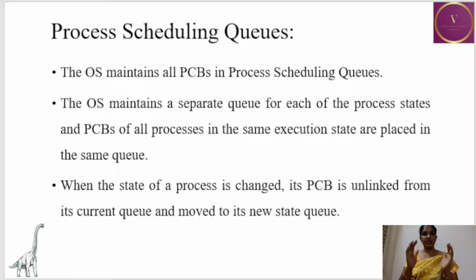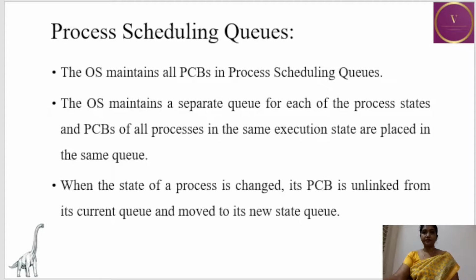So it collects all the related processes which have the same state and places them in one particular queue, and when the state of the process changes, the PCB of that particular process is unlinked from the current queue and moved to the next queue.